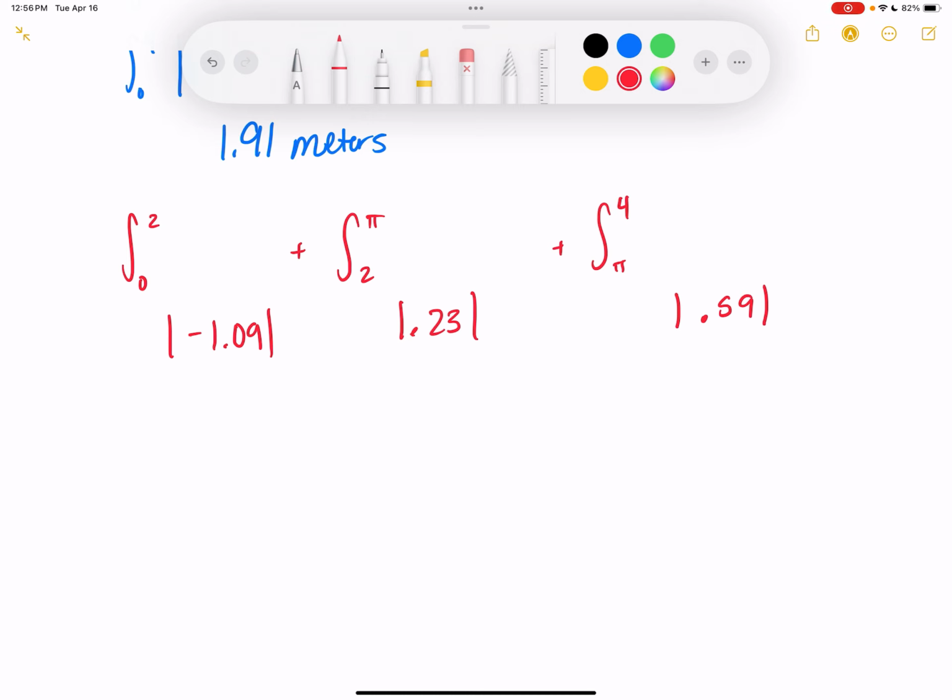Let me see. What is left in here that we need to look at?